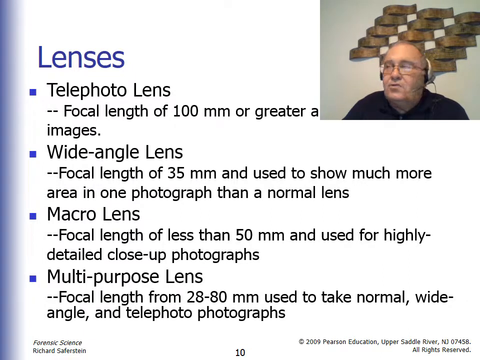A macro lens. Macro lenses are used for close-up photography, have a focal length of less than 50 millimeter, and they're used for evidence type work where you're going to be doing comparisons. Let's say you're taking a photograph of a fingerprint, of a tool mark, of something that you're going to use for identification, and there's a method that we use for that, but that's what we use our 40 millimeter lens for, close-up photography.